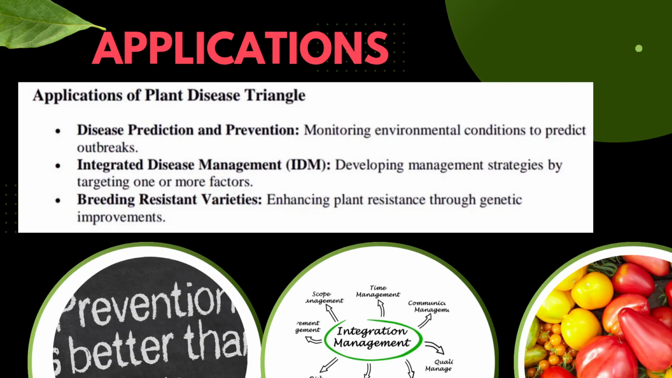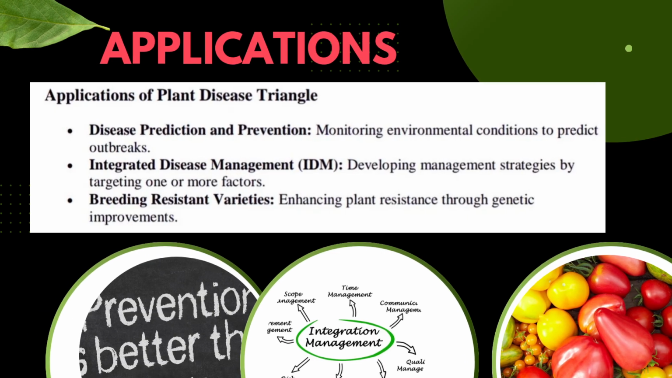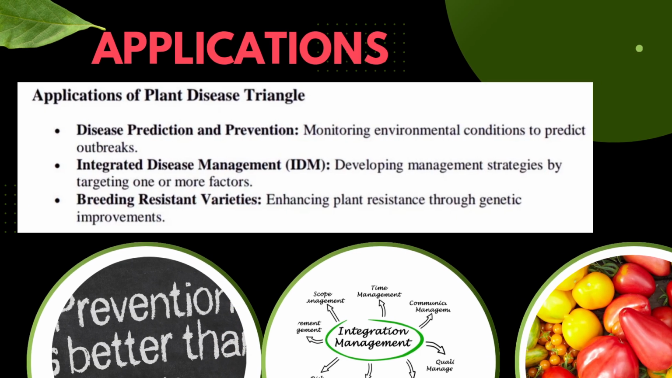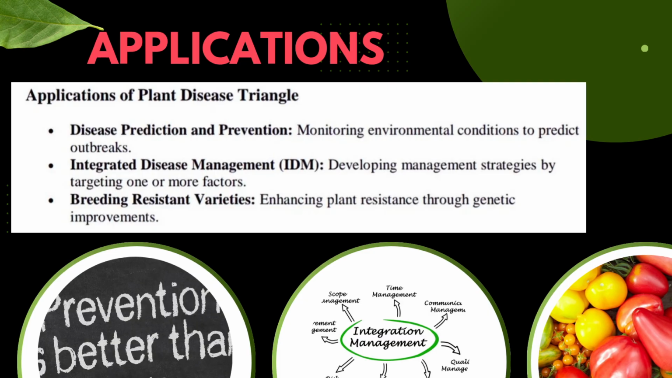Next comes applications. There are mainly three applications. First is disease prediction and prevention. With the help of the disease triangle and tetrahedron pyramid, we are able to guess what kind of disease can be caused to a plant and how prevention can be done. As prevention is better than cure, prevention should be done before the plant gets infected.